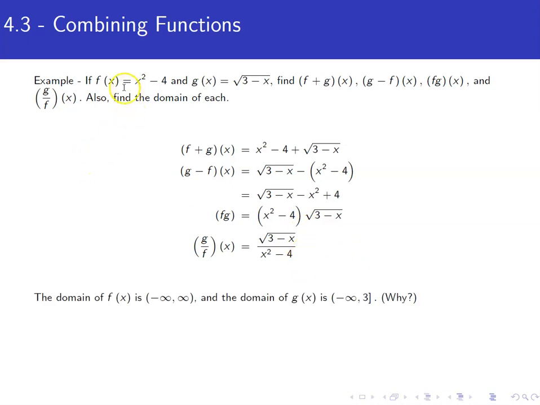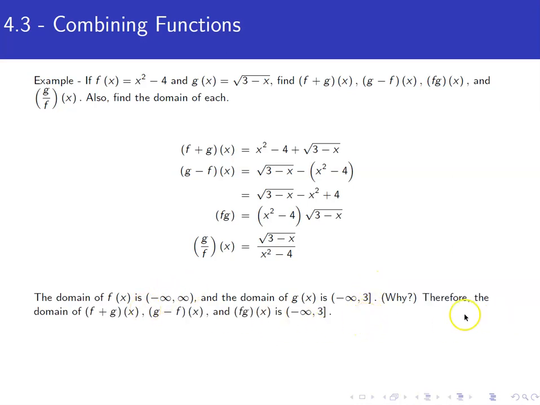Well, we look at f of x equals x squared minus 4. Its domain is all real numbers. There's nothing that we cannot plug in for x. However, for g of x, I've got to make sure what's underneath the square root is positive or 0, cannot be negative. So I know that if I put in 3 for x, I get 0, and I can put in anything less than 3 for x, and it'll be positive. So our domain will be negative infinity to 3 and include the 3.